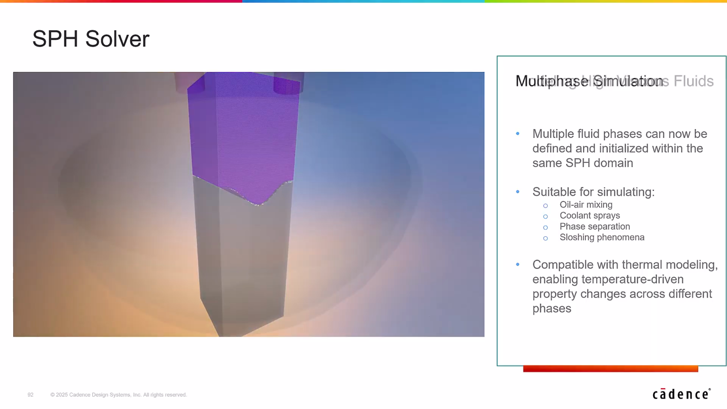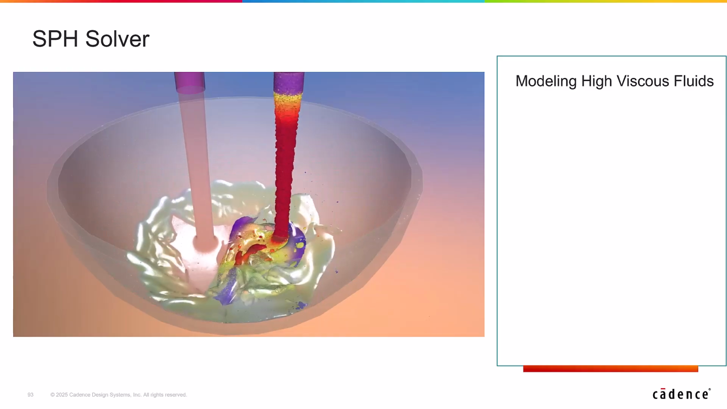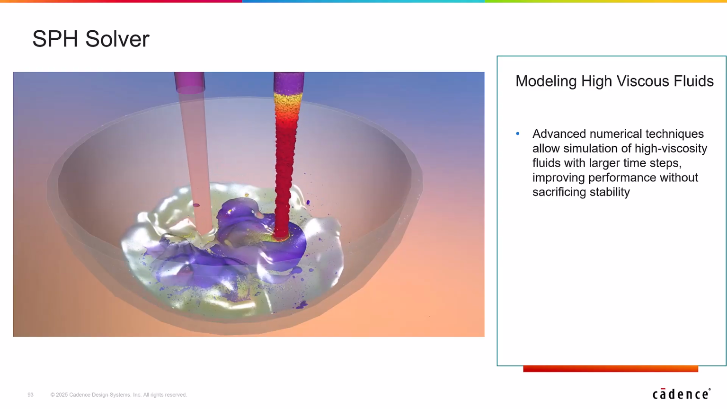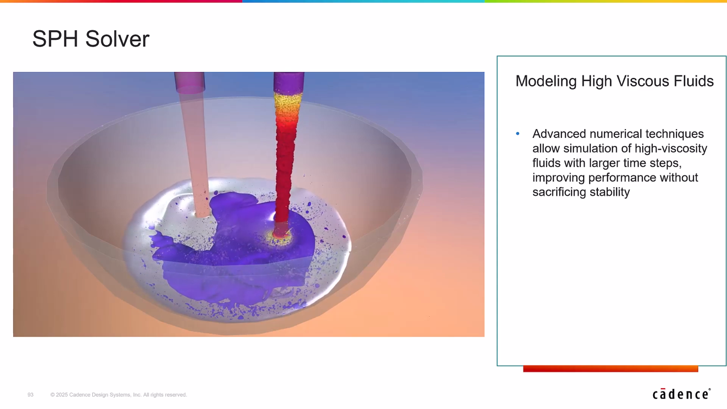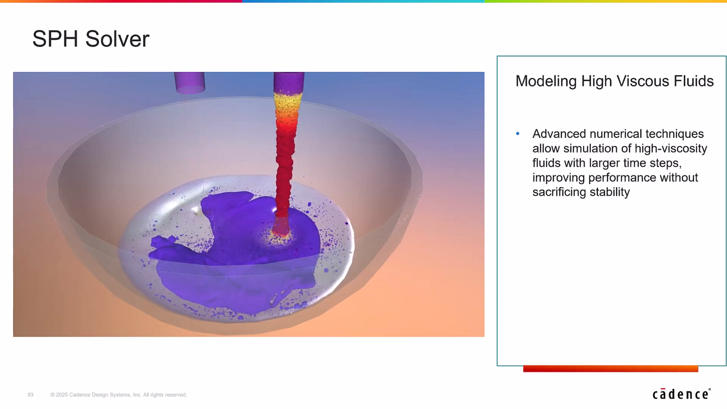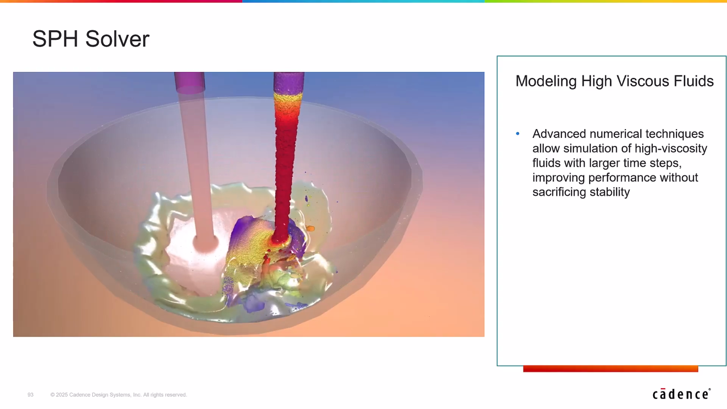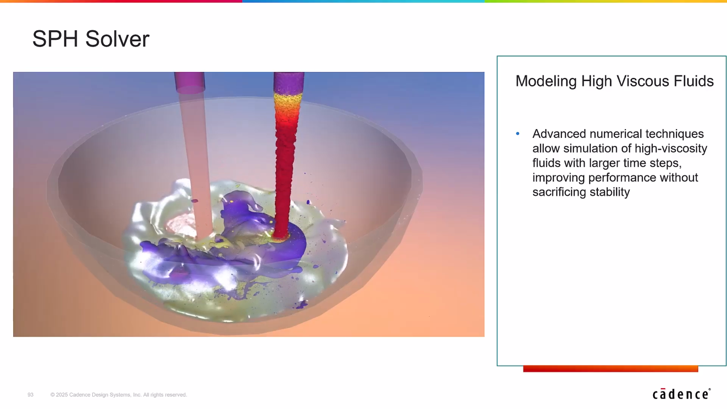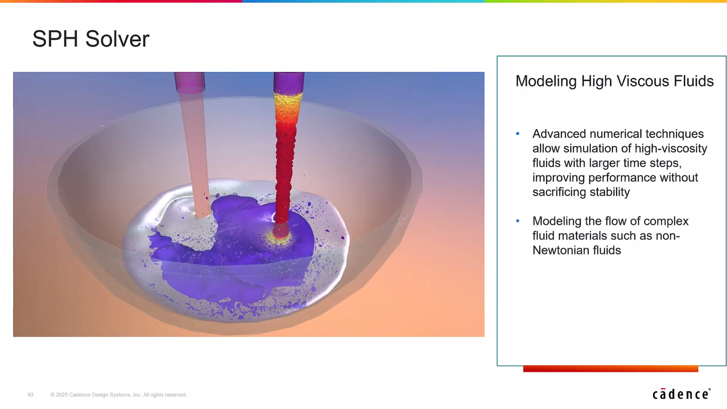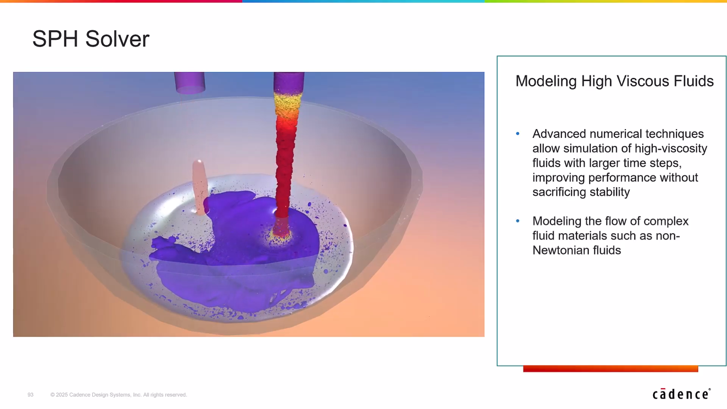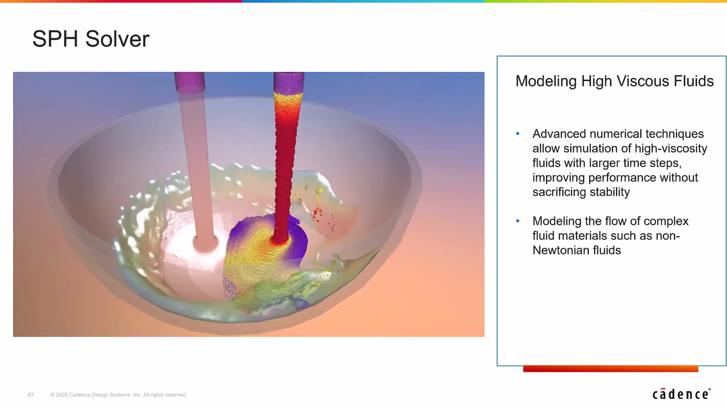During SPH simulations, viscous forces play a critical role in both the stability of the solver and the overall simulation time. Using innovative numerical techniques, ANSA SPH solver can simulate viscous fluids even with relatively large time steps, maintaining stability and improving performance under challenging conditions. Additionally, the introduction of a user-defined viscosity function provides flexibility to simulate non-Newtonian fluids.